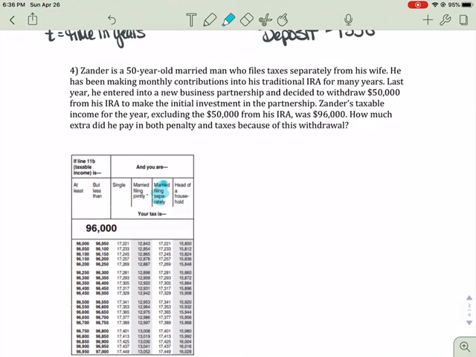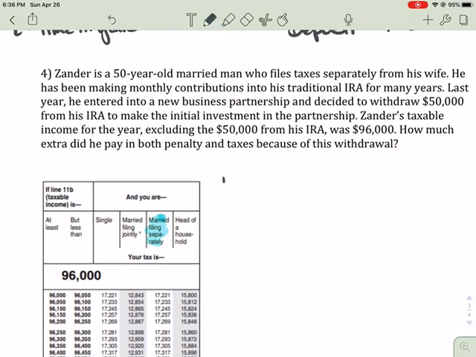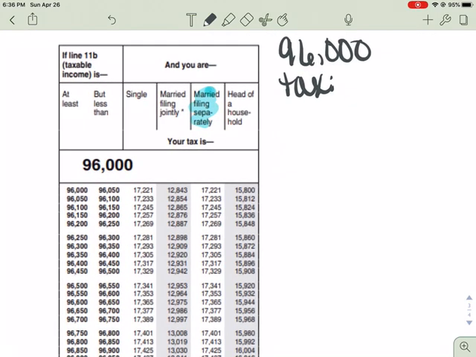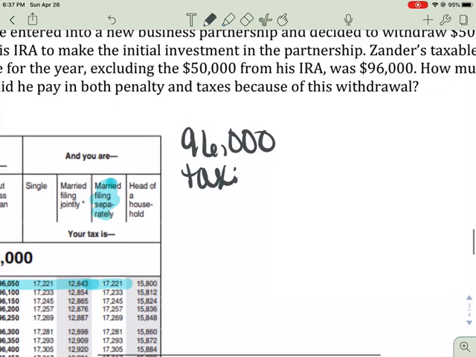How much extra did he pay in both penalty and taxes because of this withdrawal? All right, so the first thing we're going to need to figure out is how much did he pay in taxes to begin with the $96,000. Okay, so let's do $96,000. Okay, let's find his taxes, which happens to be right in the beginning. So $17,221.